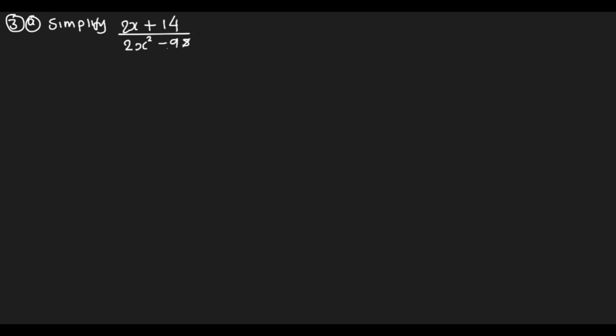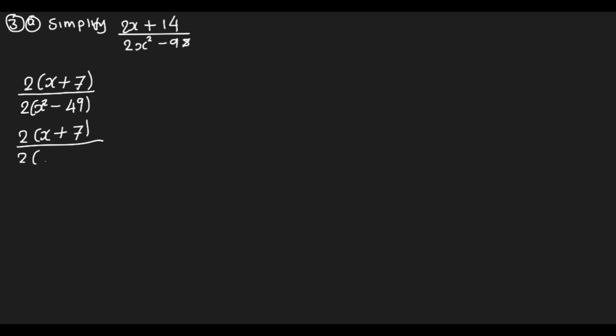So we now move on to question 3a, simplify 2x plus 14 over 2x squared minus 98. Let's see if we can factorize the numerator and the denominator. The numerator can be factorized. What is common is 2. 2 into 2x is just x, plus 2 into 14 is 7. Let's look at the denominator. 2 is also common. 2 into 2x squared is just x squared, minus 2 into 98 is 49. Now the denominator can still be factorized further.